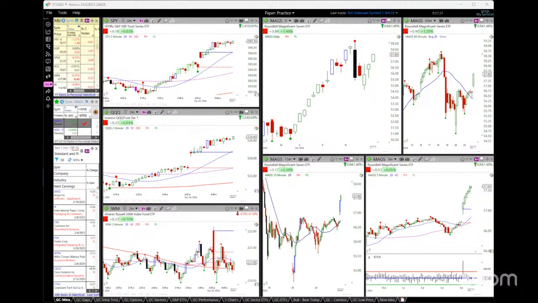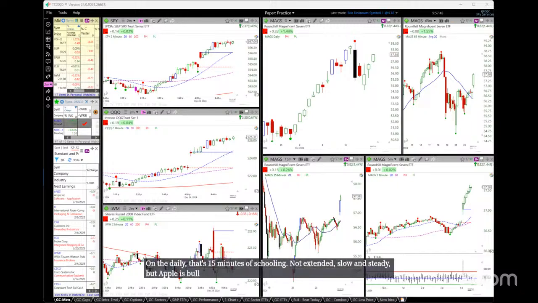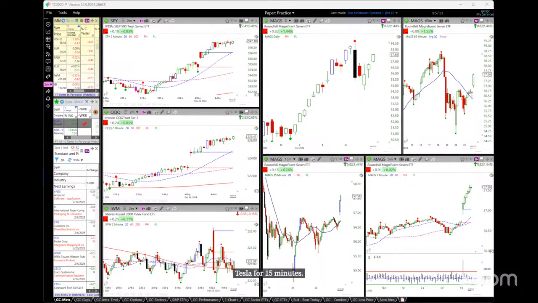Yeah, but it's still up 3 bars. That AMZN is substantially better pattern to me on the daily. This 15-minute is bullish, not extended, slow and steady, but Apple is bullish as can be. Amazon was. Tesla for 15-minute charts. Yeah, I totally missed Apple closing like that at an all-time high.